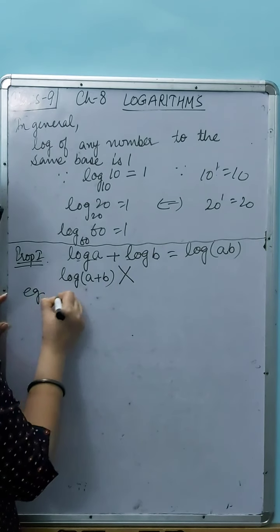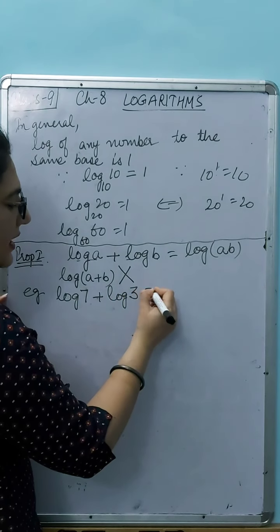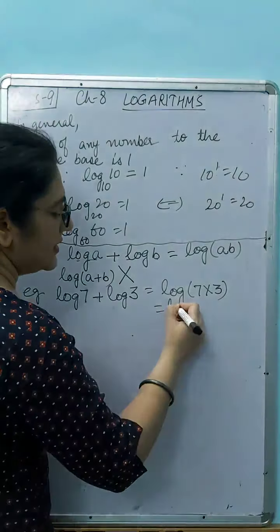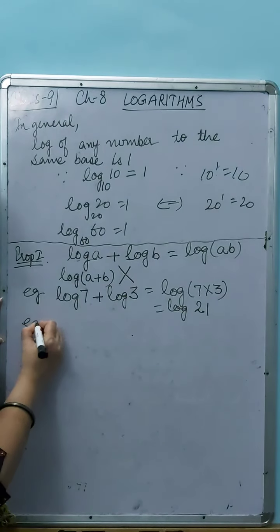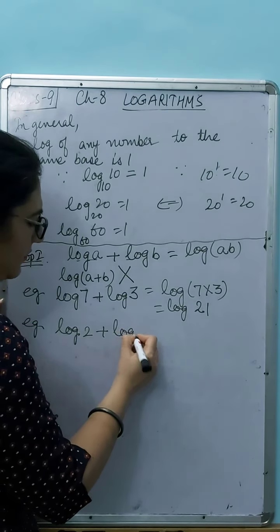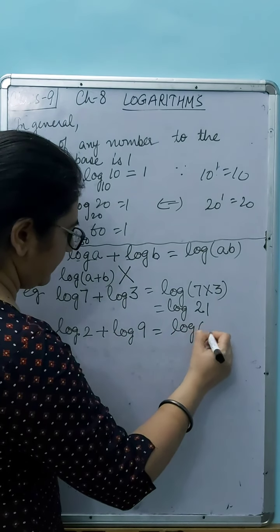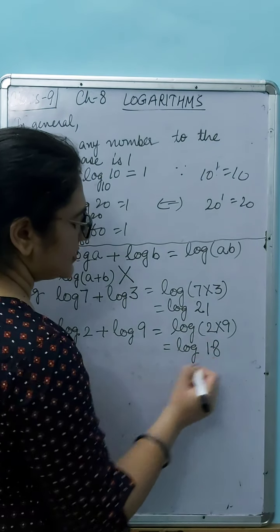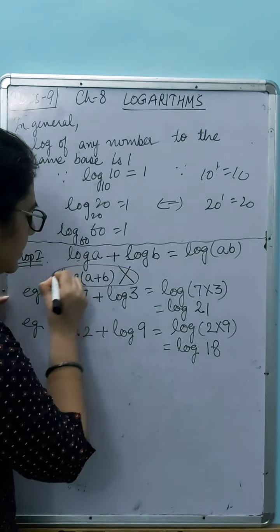For example, log of 7 plus log of 3 will be equal to log of 7 into 3 but in bracket. It is equal to log of 21. This is the answer. Another example, log of 2 plus log of 9 is equal to log of 2 into 9. It is equal to log of 18. This is the answer. I haven't taken log as common. This is totally absurd. This is wrong.